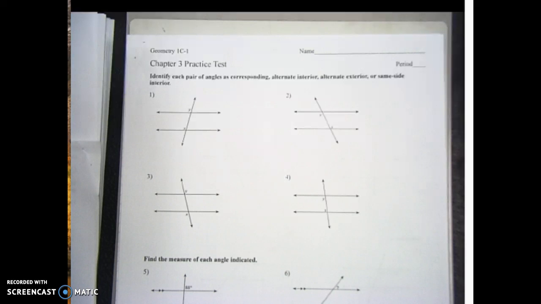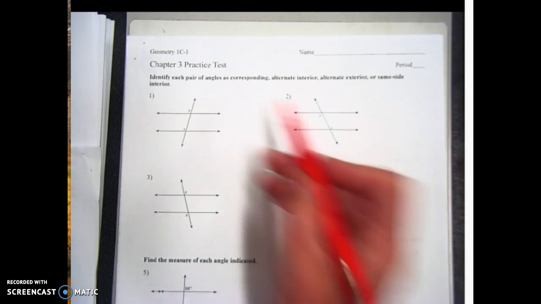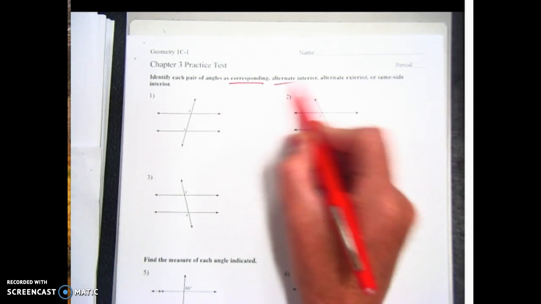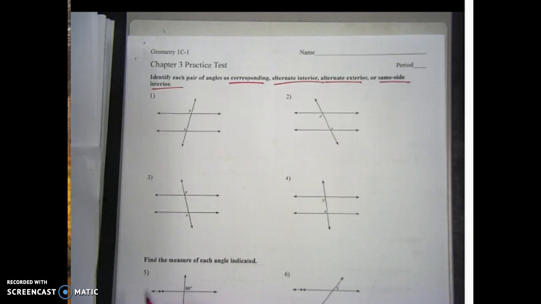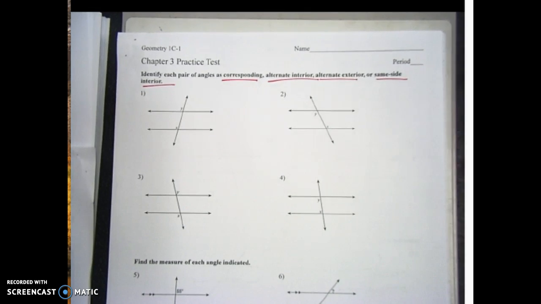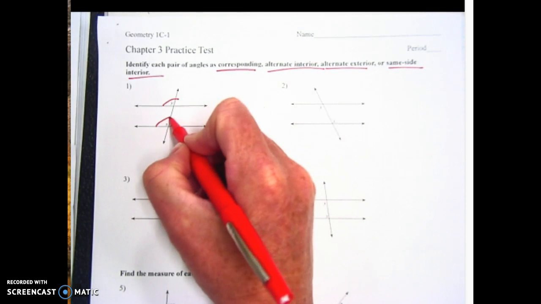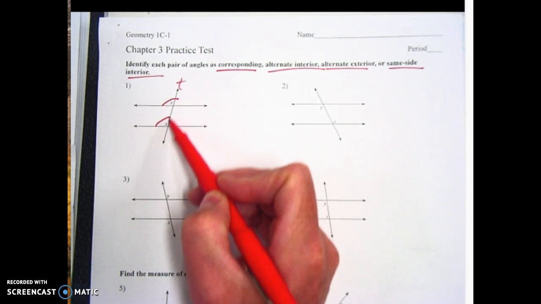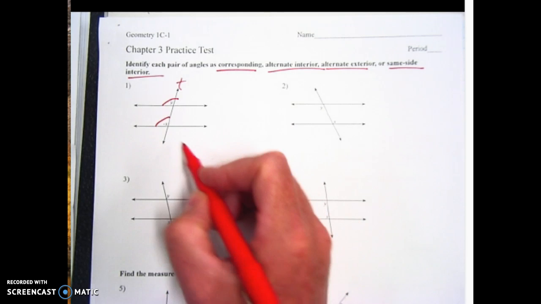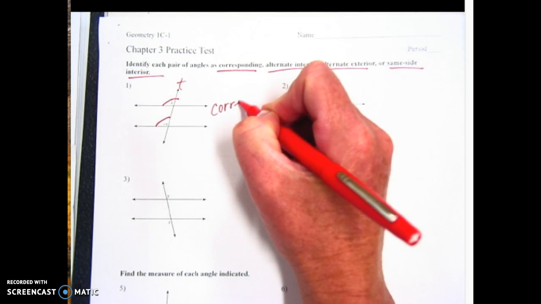This is the first page of the Chapter 3 practice test. Starting with number 1, it says identify each pair of angles as corresponding, alternate interior, alternate exterior, or same side interior. So if you're taking a test and you want it kind of exaggerated to yourself, what I would do is mark the angles and then realize, okay, here's the transversal. So as you go down the transversal, these two are in the same position. So that's what we call corresponding.